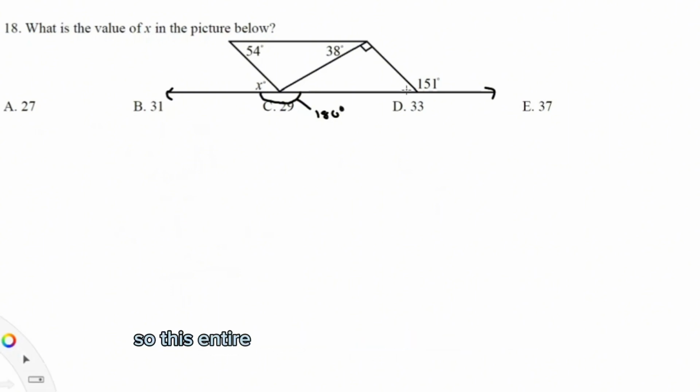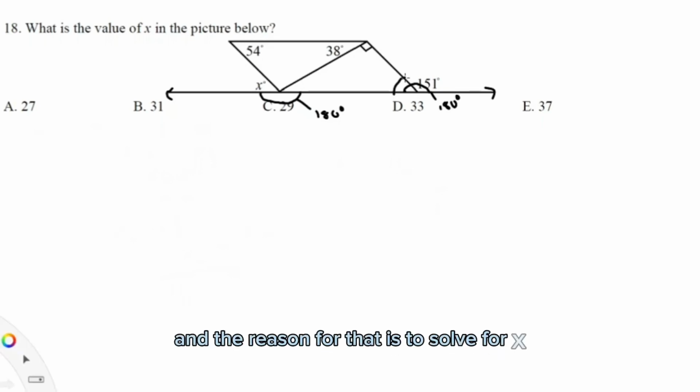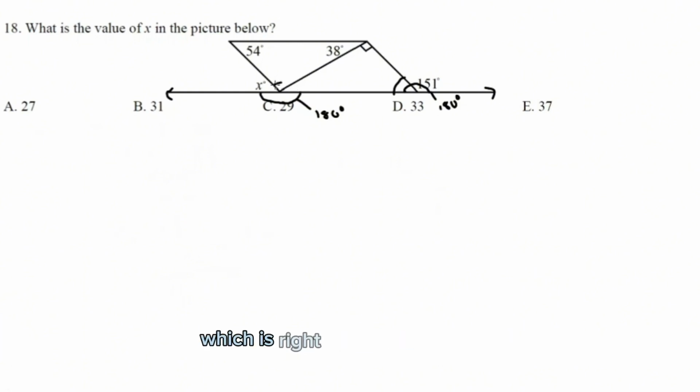So this entire angle right here is 180 degrees. But now we need to find what this angle is. And the reason for that is, to solve for x, we need to know what this total angle is. We solve for this total angle by finding the other two parts, which is right here and right here. Alright, so first, what is this angle?